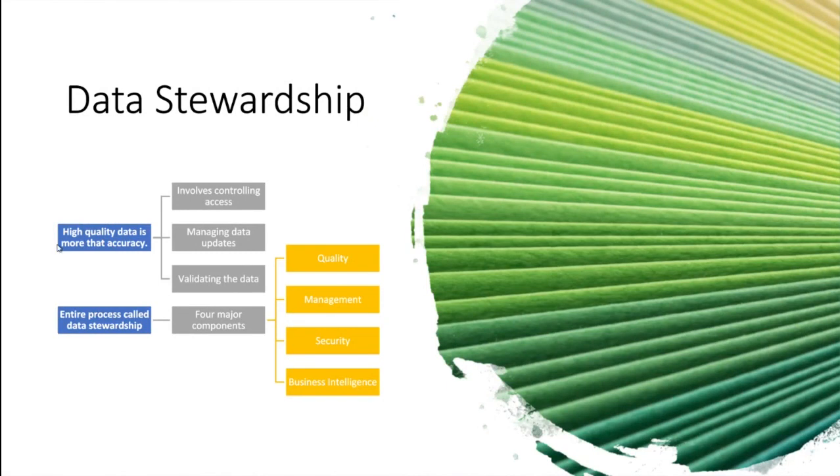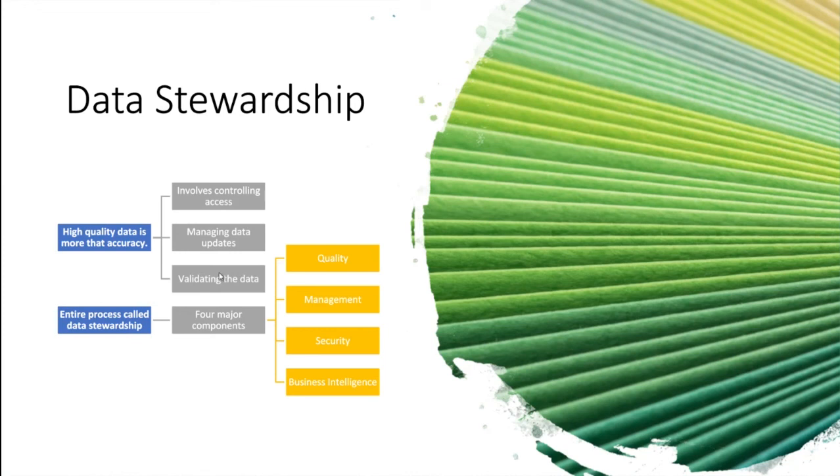Data stewardship. High quality data is more than accurate. Right data, right time at the right place. So right data means accurate. Right time means timeliness of data. It's there when we need it. And at the right place, of course, would be the delivery for the purposes that it needs to serve. So when we talk about high quality data is more than accuracy, this involves controlling access. Who has access? Are the appropriate persons authorized? Okay. Managing data updates, timeliness, that's also accuracy. And validating the data.